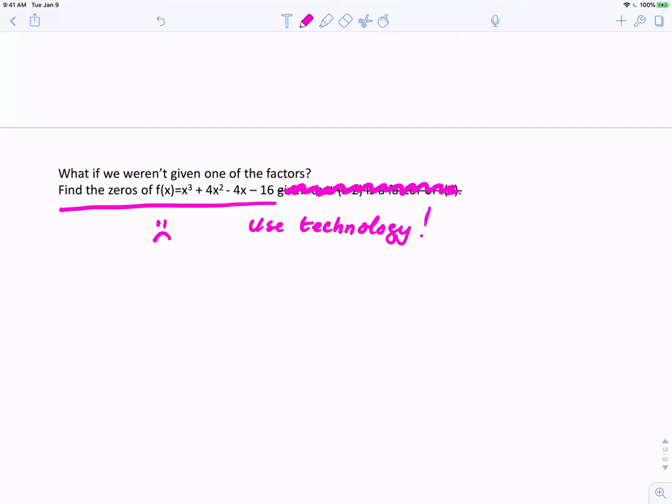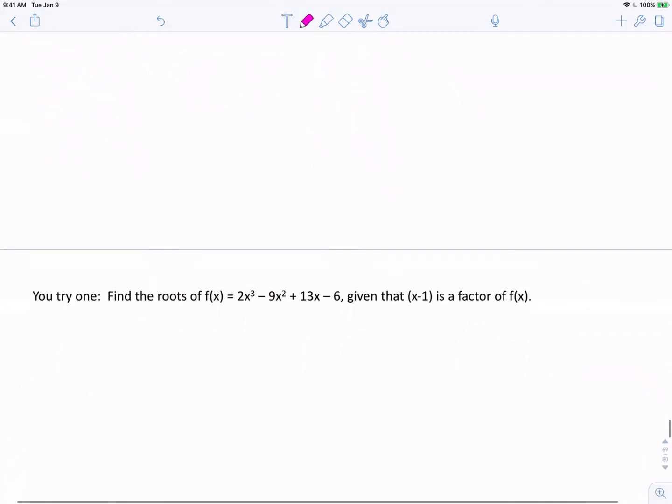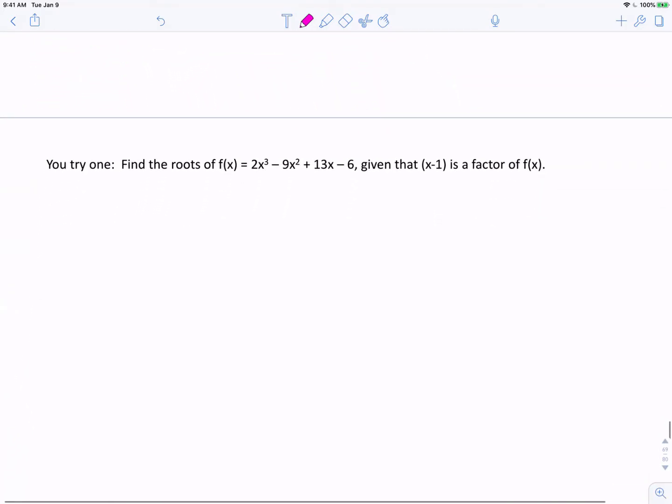There are ways to predict what kinds of numbers could be possible roots, but really, those techniques are just never used. So if you were ever in this case where you had to solve a polynomial of a higher degree than 2, and you weren't given any help, you weren't given any roots at all, just go ahead and use technology, your calculator. So here, you try this one.